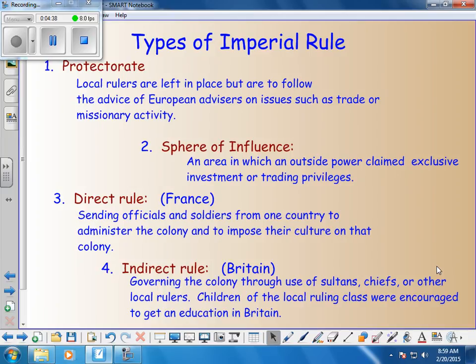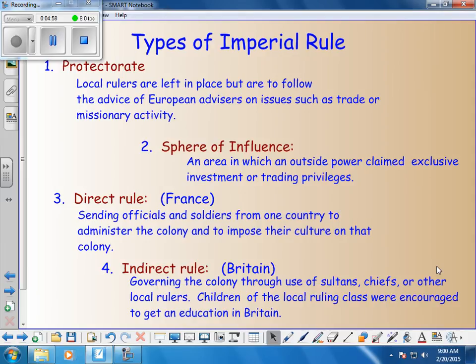Before we go too far, though, I want to make sure that we're clear on the types of imperial rule. First of all, we have number one, a protectorate. A protectorate is where local rulers are left in place but are to follow the advice of European advisors on issues such as trade or missionary activity.